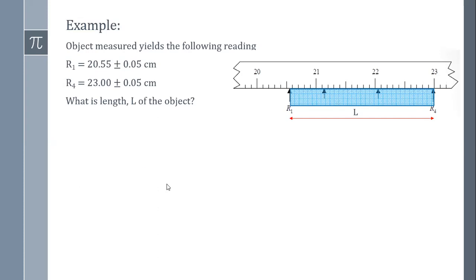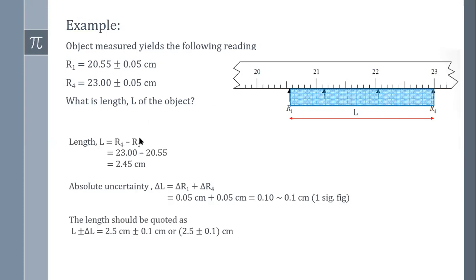So write a formula first. Try to make it a habit to write a formula because it's useful. We introduce the quantity. We say L is R4 minus R1. This is important. Write the formula: L equals R4 minus R1. Link the formula with the raw data first. So it's 2.45. So changes of L is what? Changes of R1 plus changes of R4, because it's in the format A equals B plus C. Therefore it becomes 0.1. So the final answer is 2.5 plus minus 0.1.